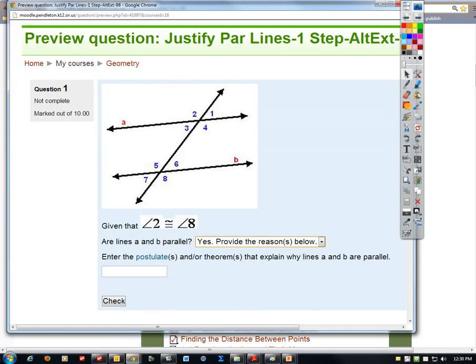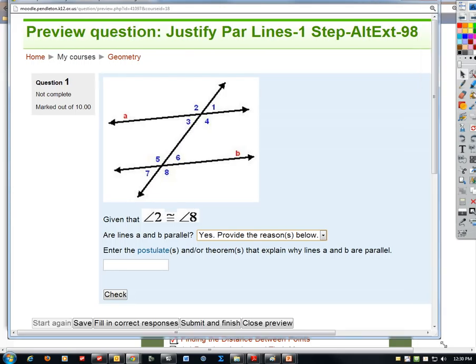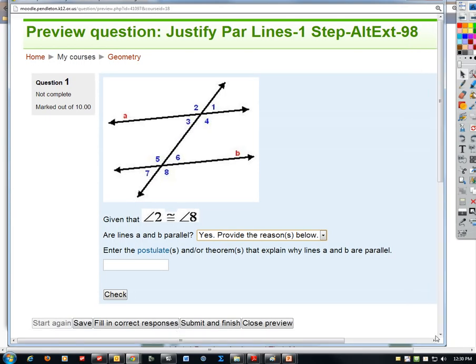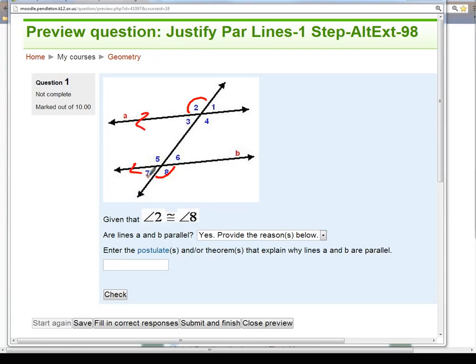Okay, so back to this guy. So then what's our reason? Okay, what's the reason then? We said 2 and 8 are congruent. What's the reason that we know then that those two lines have to be parallel? What kind of angles are those?